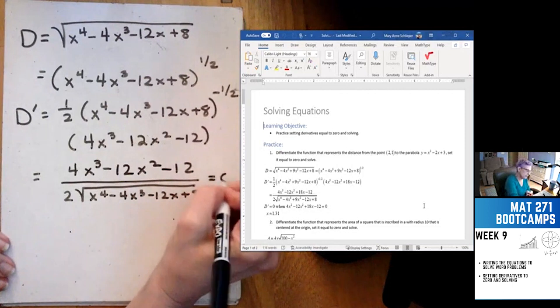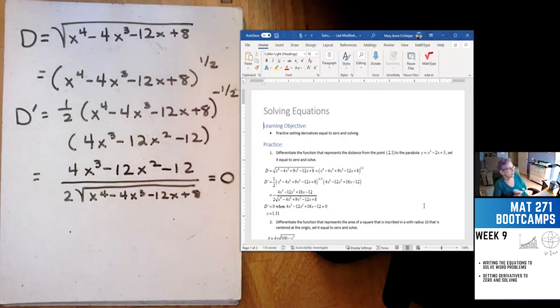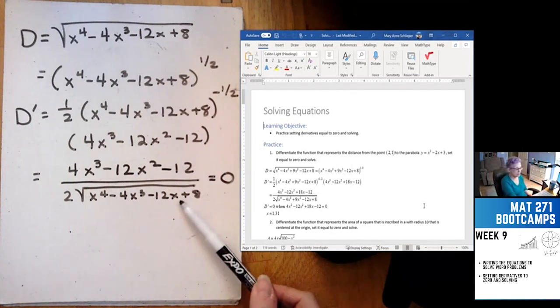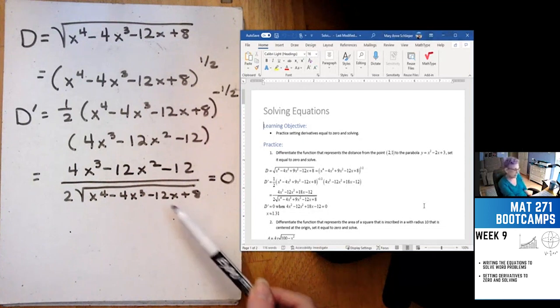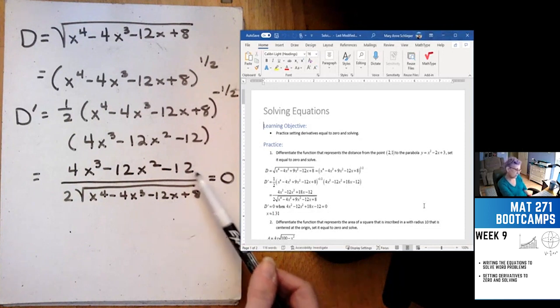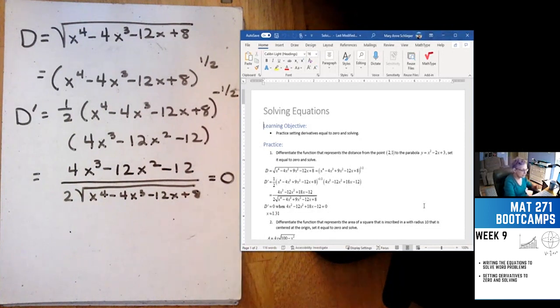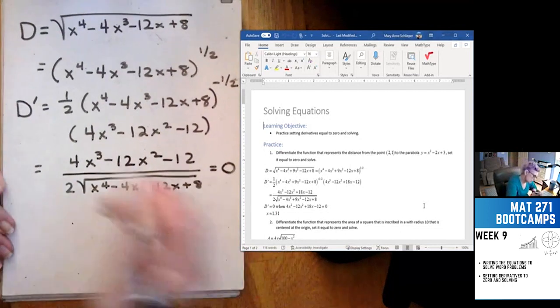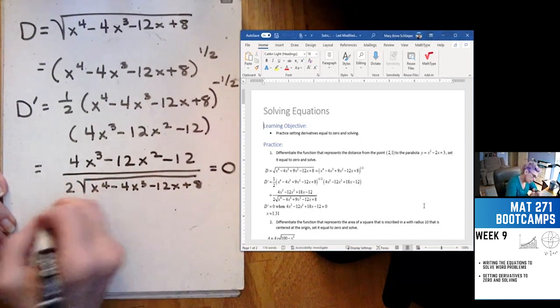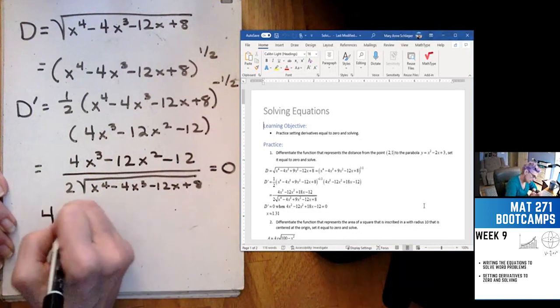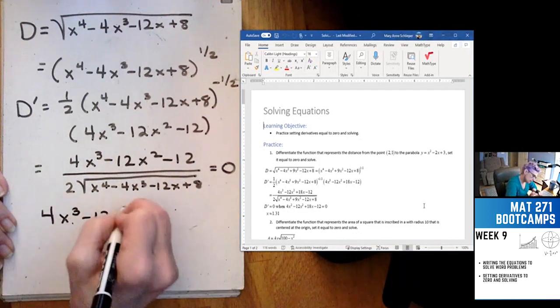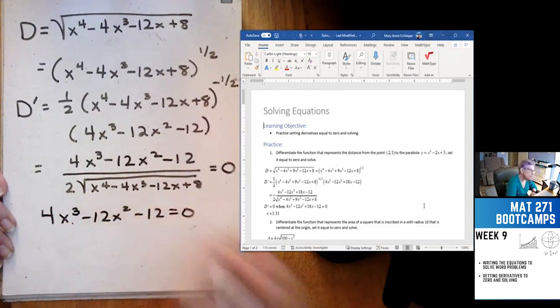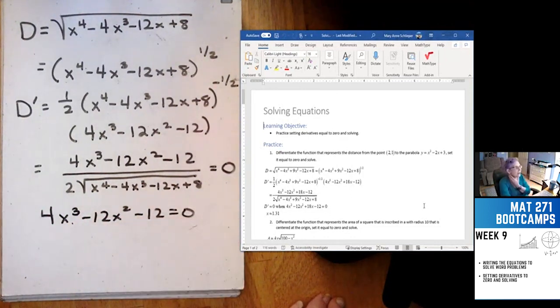And then you set that thing equal to 0. Now, recall if you were looking for critical points, you would also need to check when this derivative doesn't exist. So that would happen when the denominator is equal to 0. We're just going to actually look at when the numerator is equal to 0, because that's when the derivative is equal to 0. And the derivative is equal to 0 when 4x cubed minus 12x squared minus 12 is equal to 0, and that does not factor.